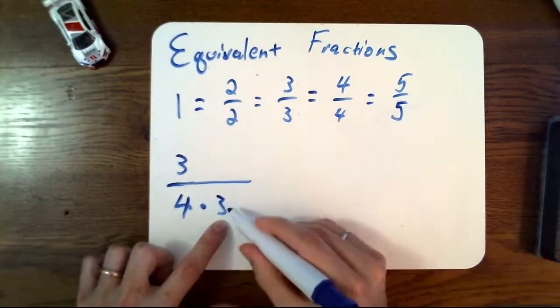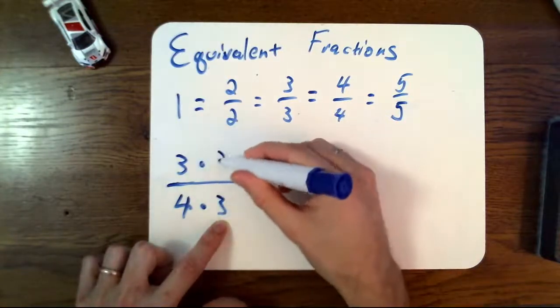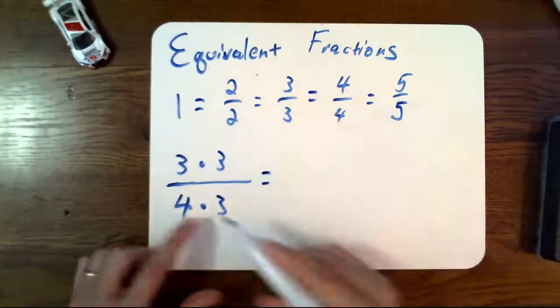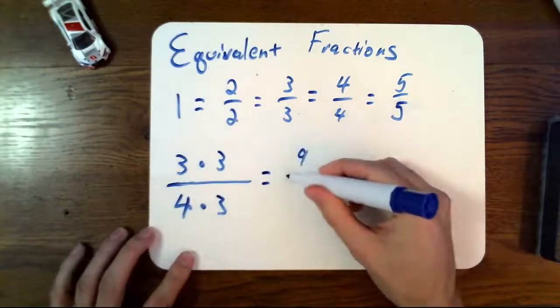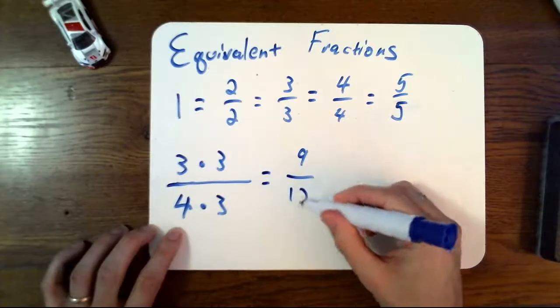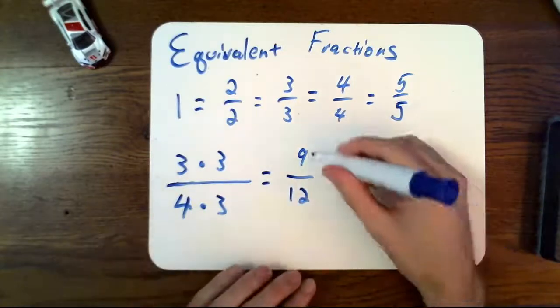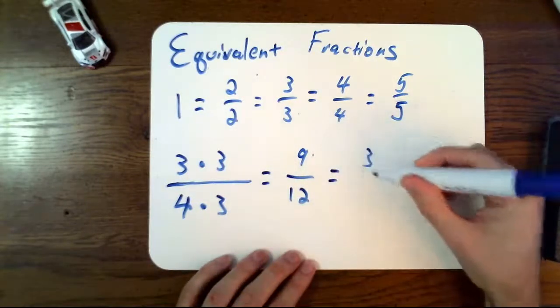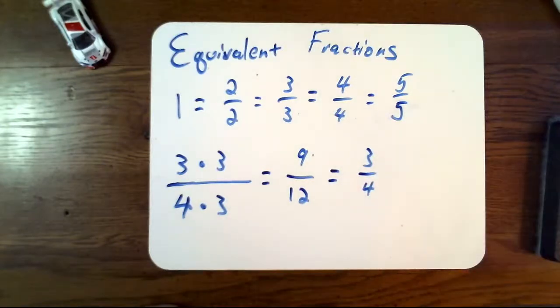So if we multiply the bottom by 3, we have to multiply the top by 3 also. What is 3 times 3? Well, it's 9. What is 4 times 3? It's 12. So 9 over 12 is an equivalent fraction to 3 over 4.